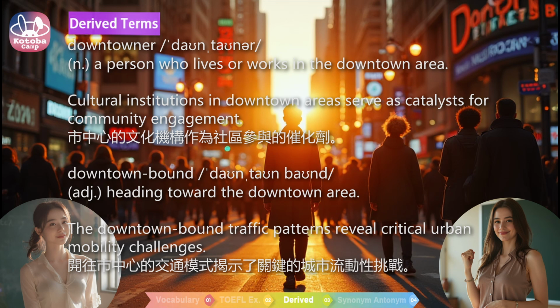Downtowner. Cultural institutions in downtown areas serve as catalysts for community engagement. Downtown bound. The downtown-bound traffic patterns reveal critical urban mobility challenges.